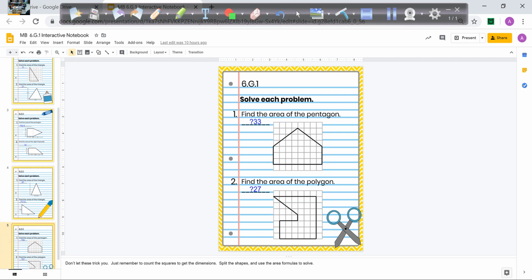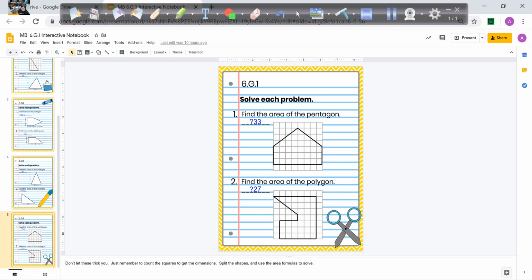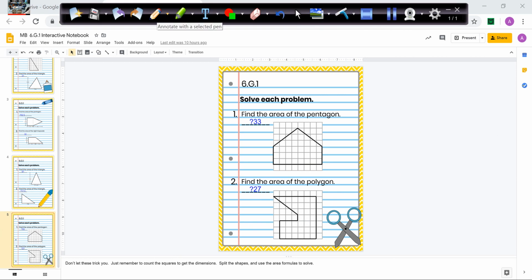Okay, this is our last page. So let's look at it. And it's another one where we're going to have to divide it up. So let's get our pencil. We will use red. Okay, here we go. So I see a triangle that makes the top of this house. Again, I have to count and find what my base is. So 1, 2, 3, 4, 5, 6, 7, 8. My base is 8. And then my height is 1, 2, 3. My height is 3.